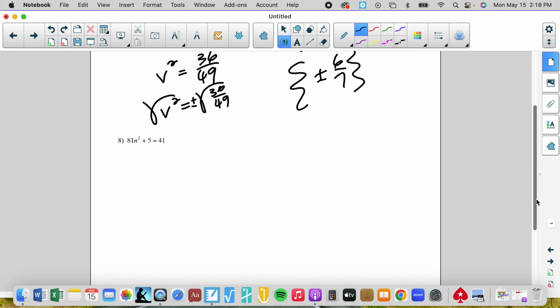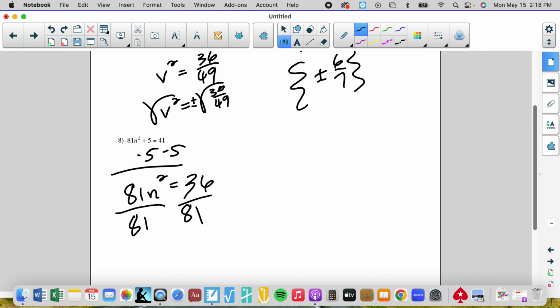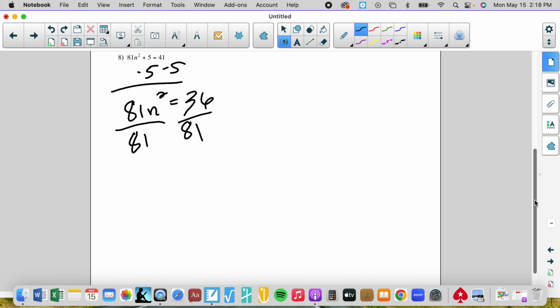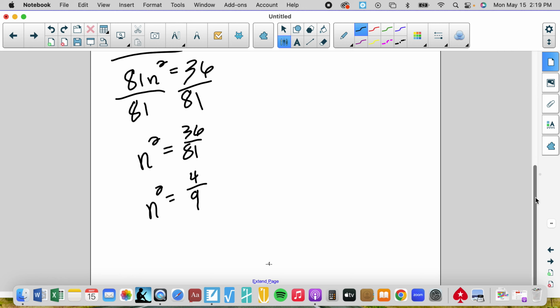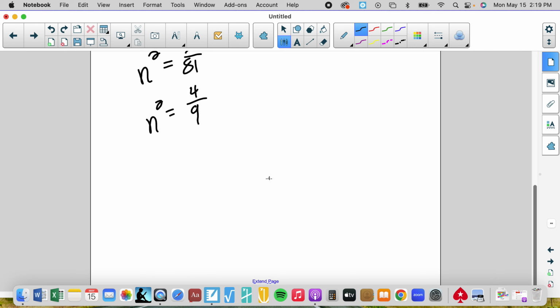Okay, 81n squared plus 5 equals 41. Let's subtract 5. I get 81n squared equals, what's that, 36. Divide by 81, divide by 81. Ooh, this is a good one. So we get n squared equals 36 over 81. So I can simplify this fraction. I know that 9 goes into both of those. 9 goes into 36 4 times, and 9 goes into 81 9 times. So I was able to reduce that fraction before getting rid of that square.